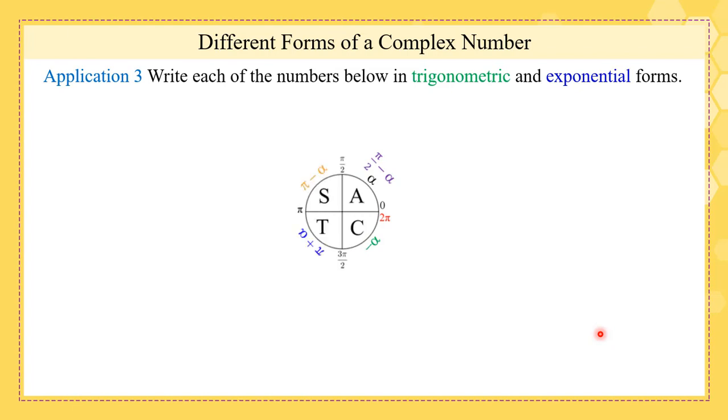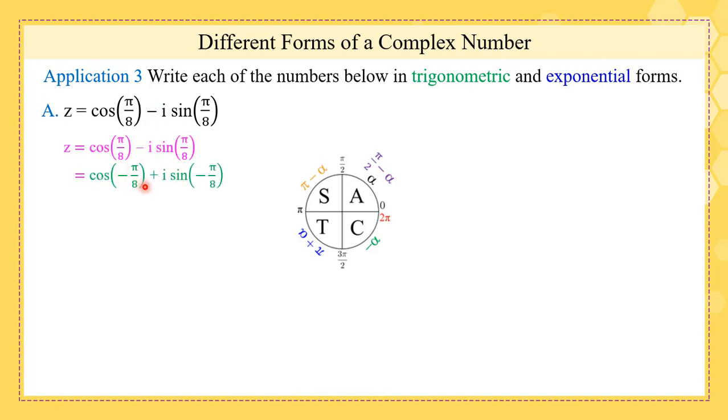Let's see this application. We're going to go back to something we've seen before. Well, we need to write each number below in trigonometric and exponential forms. Remember, the trigonometric form is r into cosine theta plus I sine theta. So we have to look at the trigonometric circle in order to remove this minus. Try to remember it.